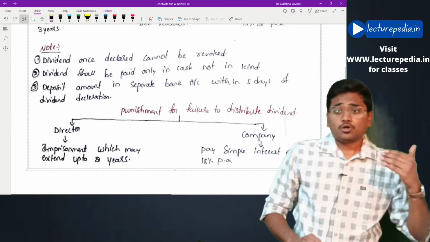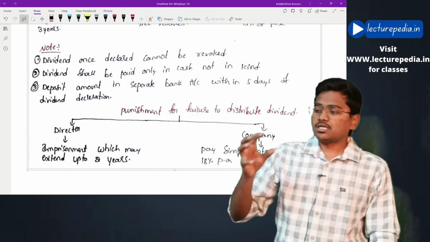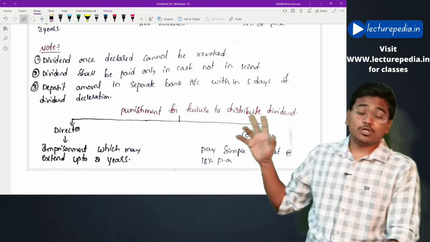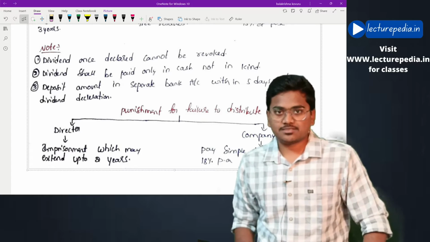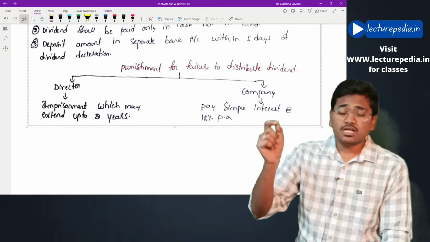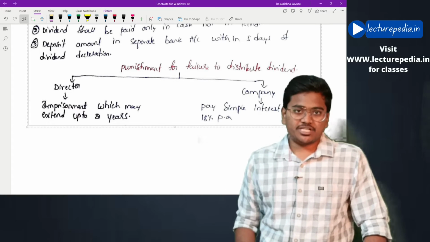Next, once the dividend has been declared in the general meeting, that amount of dividend has to be transferred to a separate scheduled bank account within 5 days. And in case the company fails to pay the declared dividend, then what is the punishment?